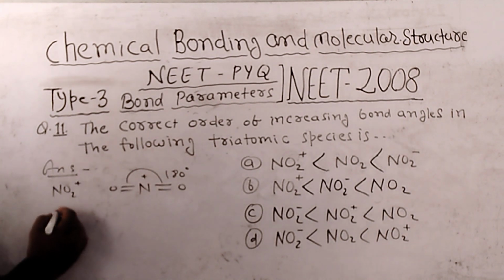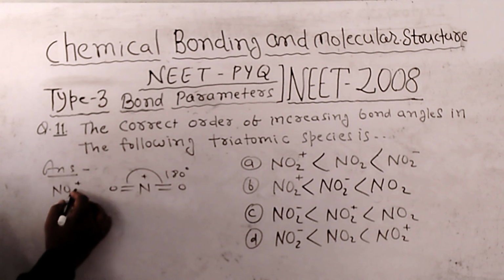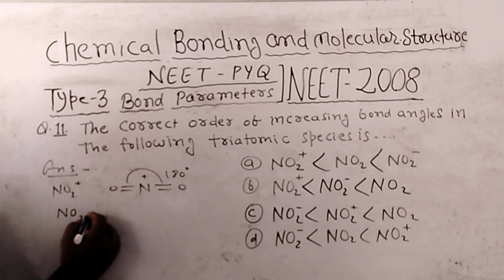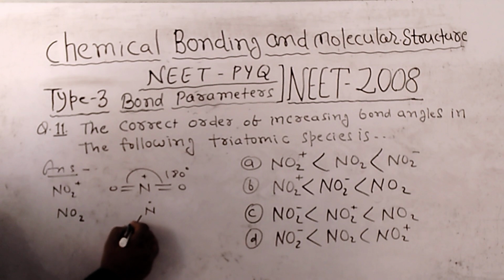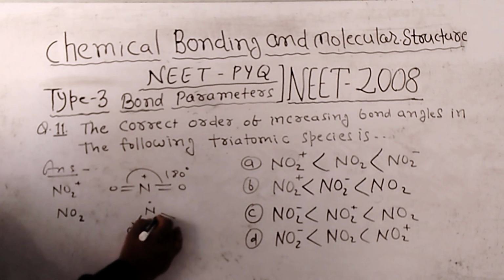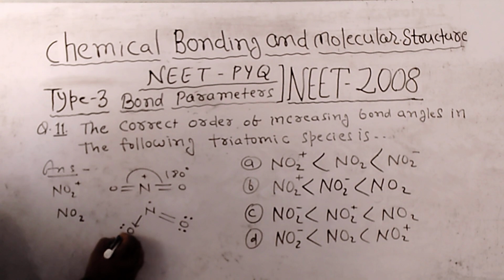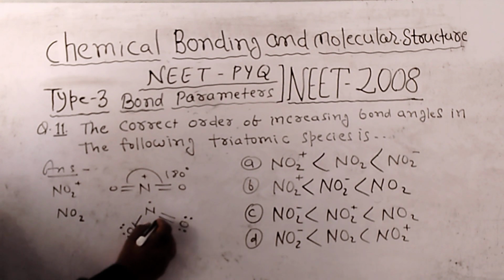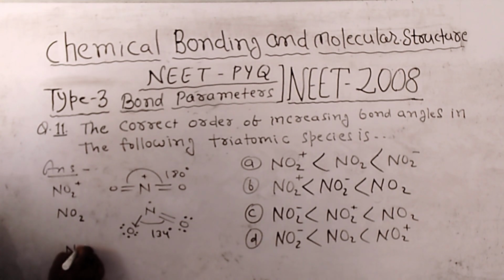After that, this is the structure of NO2 single positive. Now, in case of NO2, we can draw the structure of NO2. This is a lone pair. Here, bond angle is 134 degree. After that, NO2 single negative.